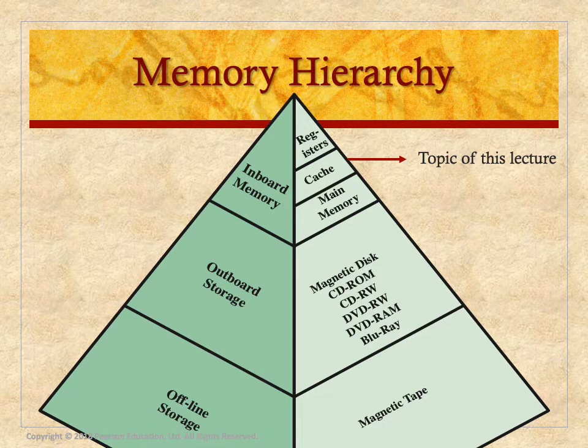Then we have a number of outboard memory components, such as hard disk, CD, DVD, and Blu-ray. And at the bottom of the pyramid, we have offline memory components. An example of an offline component is magnetic tape. A register can typically only store a single instruction, which consists of a small number of bits.